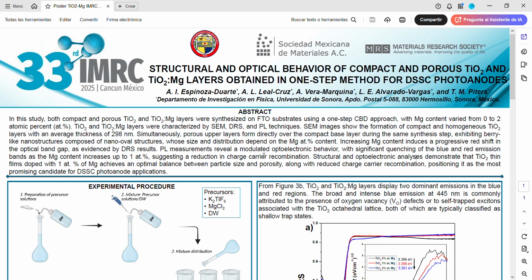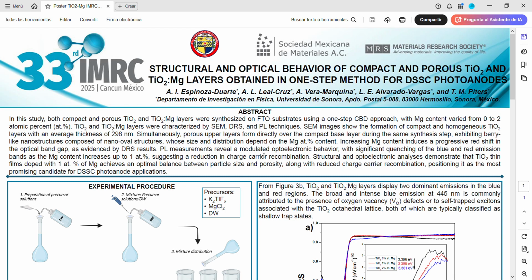I'm pleased to be presenting this poster in this video session entitled Structural and Optical Behavior of Compact and Porous Titanium Dioxide and Magnesium Doped Titanium Dioxide layers, obtained in one-step method for dye-sensitized solar cell photoanodes.